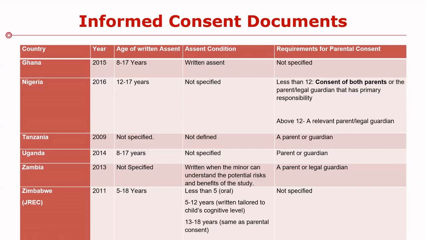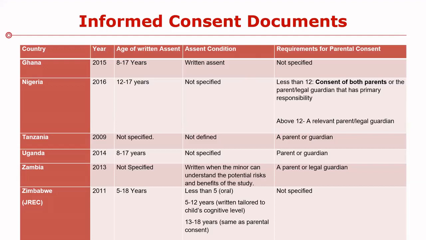So this has implications for the sharing of samples and data, because when it goes to the biorepository or to the database, these conditions need to be attached to it. And so for Ghana, for example, we need to see that all persons 8 to 17 years have actually provided written ASINT. Meanwhile, for Zimbabwe, we'll be expecting to see written ASINT for children as young as five.